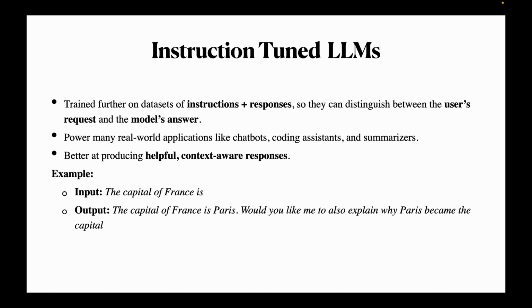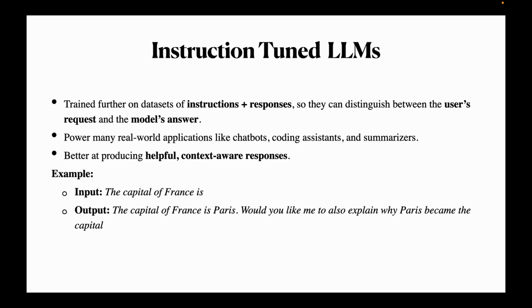Now, coming to the instruction tuned LLMs. Instruction tuned LLMs are upgraded versions of the base LLMs. They are trained further on data sets of instructions plus responses, in order to distinguish between the user's request and the model's answer. These instruction tuned LLMs are the ones powering many real world applications like chatbots, coding assistants, and summarizers. They are better at producing helpful, context aware responses.